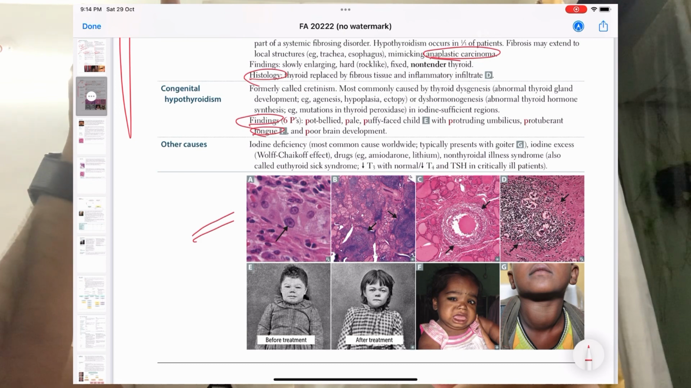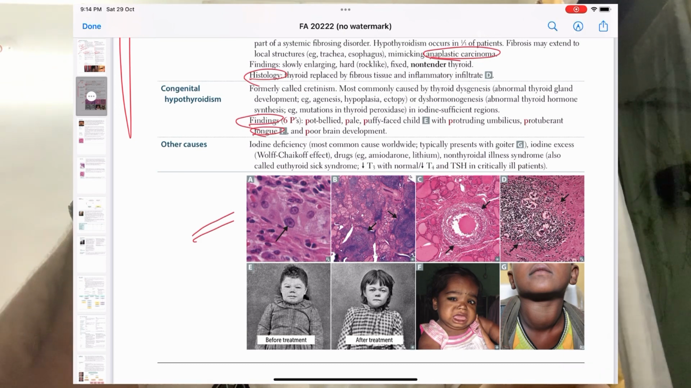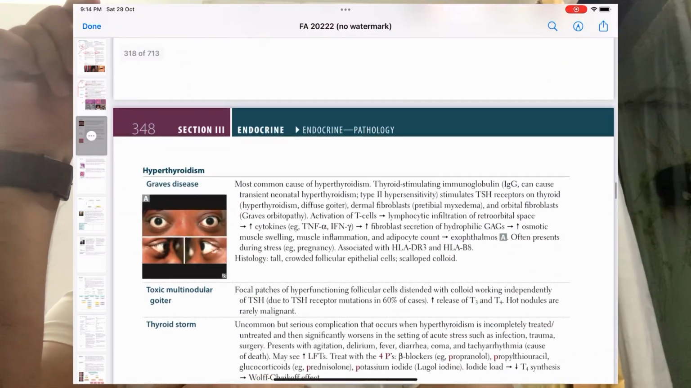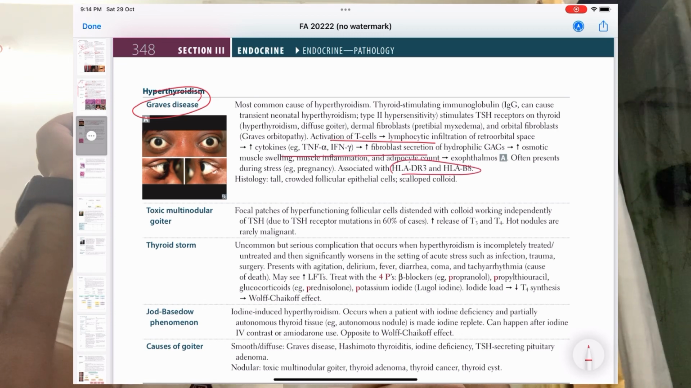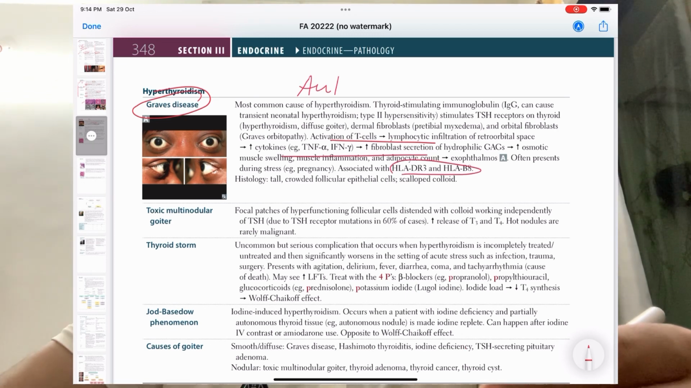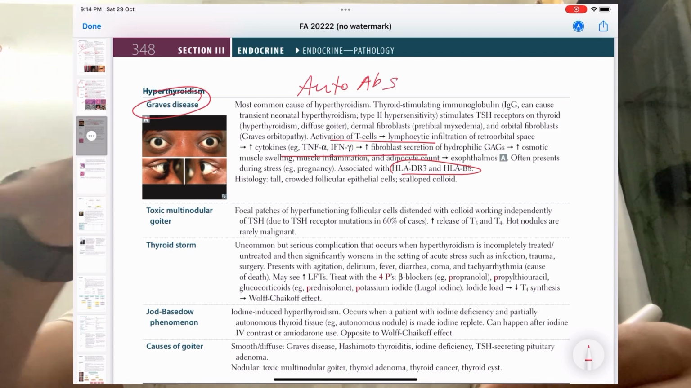Moving on to hyperthyroidism, the only thing that is important here is Graves disease. Each and every point, the pathophysiology given here, this HLA-DR3, the autoantibodies here. Why are autoantibodies important? When can you say the autoantibodies are present in the disease? Because it is an autoimmune disorder. All the autoimmune disorders will have autoantibodies.